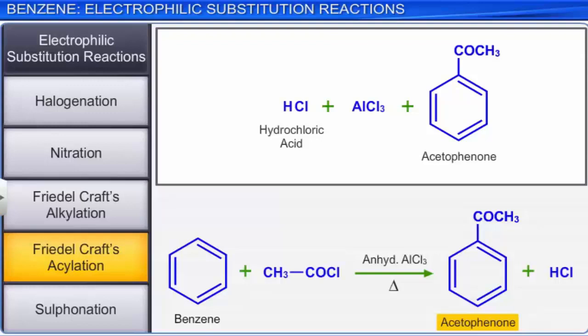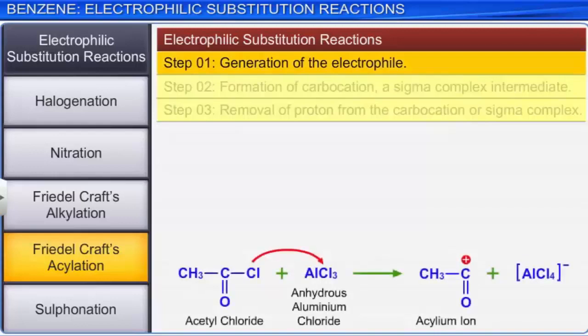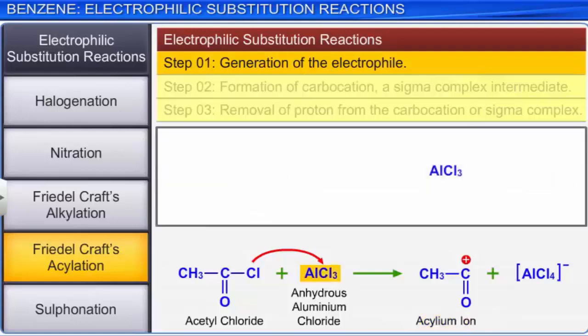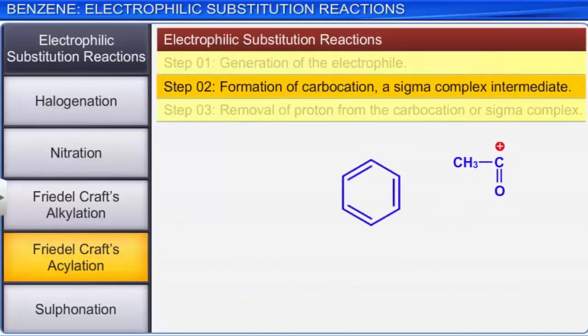Let's discuss the mechanism of this reaction. First, an electrophile, that is, the acylium ion here, is generated when anhydrous aluminium chloride combines with the attacking reagent acetyl chloride, as shown here. In the second step, the acylium ion attacks the pi electron cloud of the benzene ring and forms the less stable intermediate called sigma complex or arenium ion.